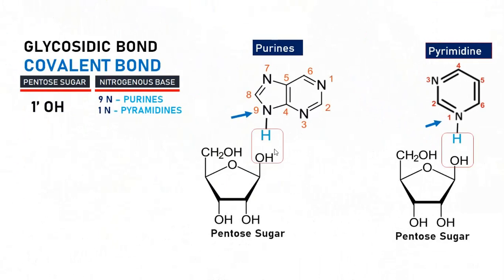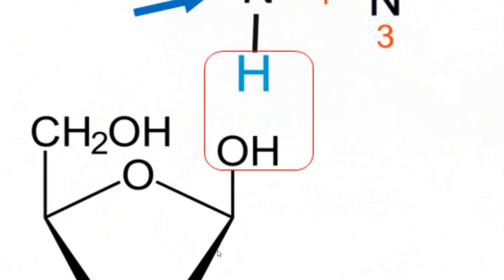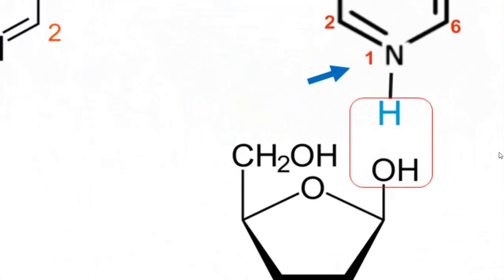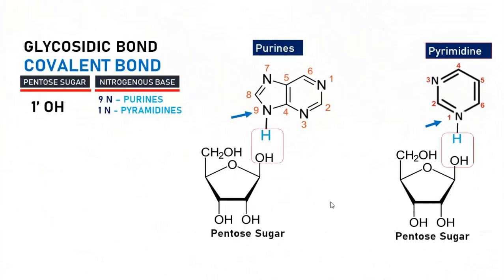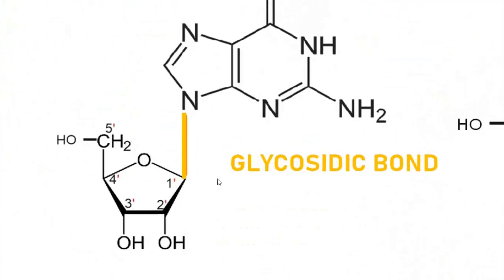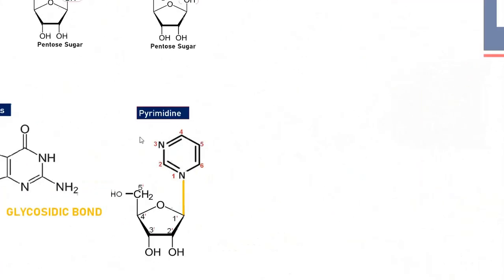During the formation of this bond, this hydrogen as well as the hydroxy from the pentose sugar are removed as a water molecule. Then that leads to formation of the glycosidic bond. Here also in the case of pyrimidines, the hydrogen linked to the nitrogen at the first position and the first prime hydroxy group are removed as a water molecule, and that leads to the formation of the glycosidic bond. Then these are the glycosidic bonds with the purine, and next with the pyrimidine.